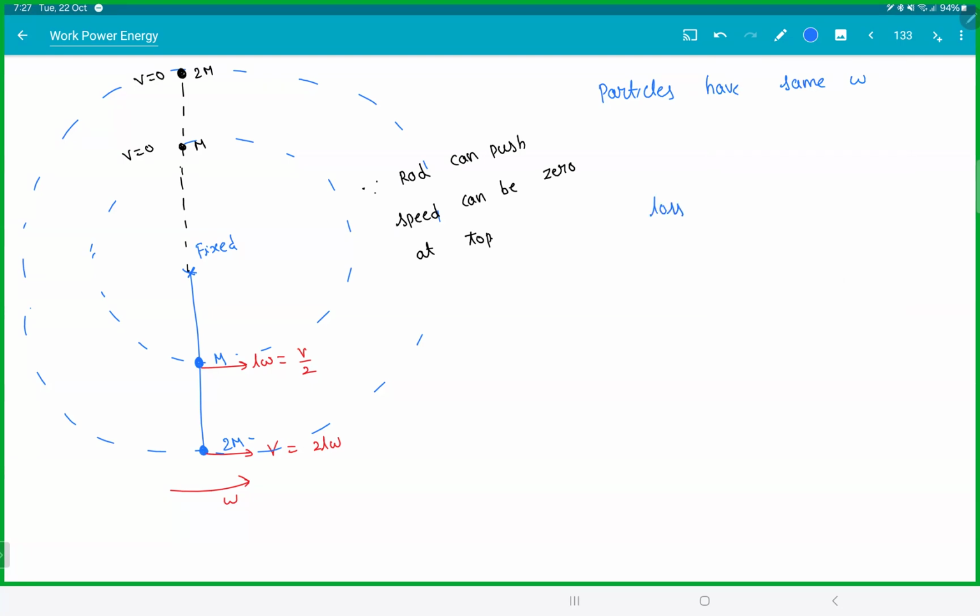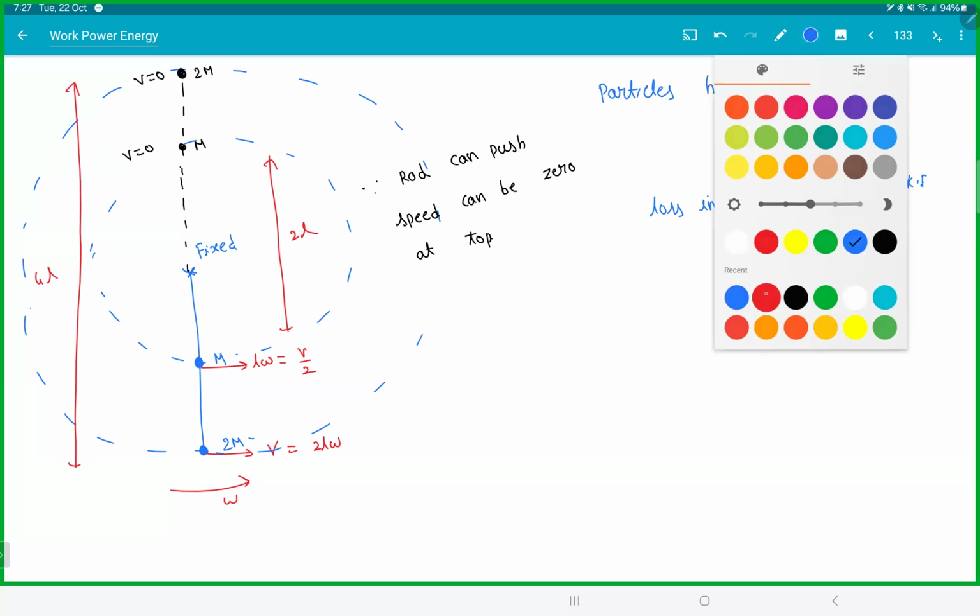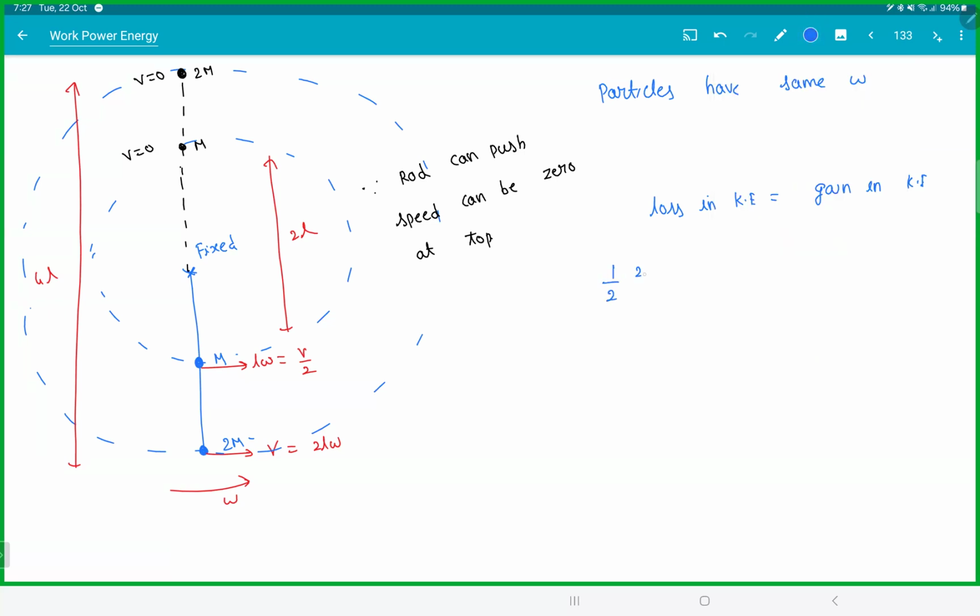So loss in kinetic energy is gain in potential energy. How much height did you gain? This one gained a height of 2L. This one gained a height of 4L. Hope you have taken the heights properly. Loss in kinetic energy is half 2m v square plus half m (v by 2) whole square. Gain in potential energy is mg 2L, so the block m went 2L and the 2m block went 4L.